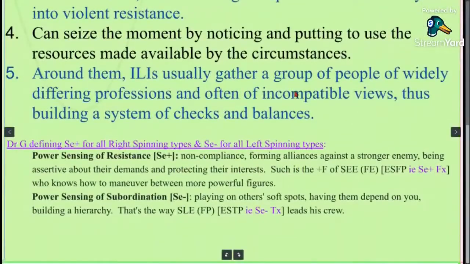So Victor has based his definition on the whole type level. So SE plus is like Victor has observed ESFP, sensory ethical extroverts, and you've got sensory logical extrovert. And you can see SE plus is like the informing kind of SE, because ESFP is an informant. Non-compliance, that's like rebellion, audacity, artisan, already it sounded artisan. Forming alliances against a stronger enemy, being assertive about their demands and protecting their interests, such as ESFP. But again, the non-compliance, the rebelliousness. And then for the subordination, having them depend on you, building a hierarchy, leads. So ESTP and Cozy Barons, in charge interaction style, an initiator. So that is consistent. There's a consistency there.